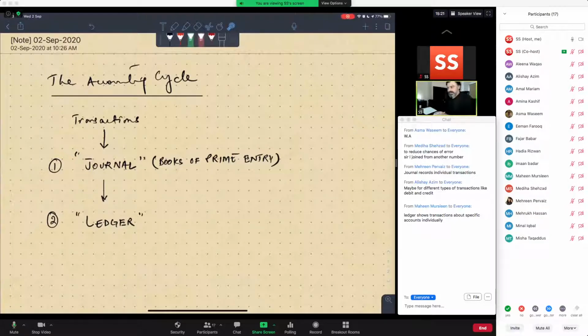But yeah, Alicia Azim says maybe for different types of transactions like debit and credit. Yes, Alicia, because we will see when we start with the recording procedures, both these books will break down the transaction into a debit and credit, and we record the same transaction twice in two different places. So debits and credits obviously will be used. Our medium of recording is always going to be debits and credits. But why is that? The Madiha's answer is there.